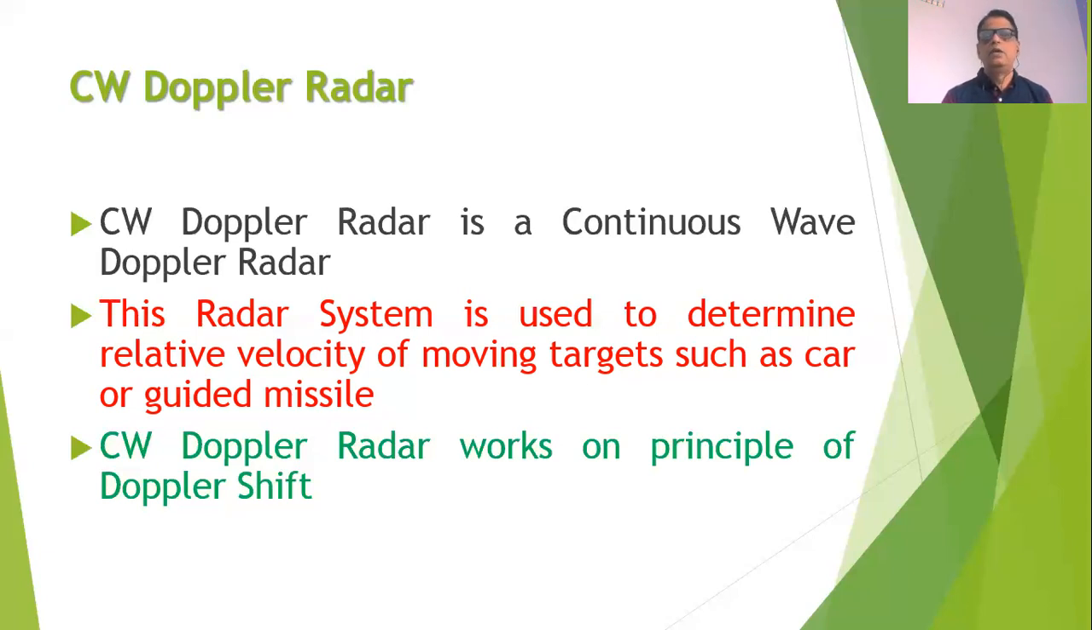And when the phase of the echo pulse continuously changes, it causes a change in the frequency. By measuring this frequency deviation, or this frequency change, we can determine the velocity of the moving target. So this is the basic principle that is used in the continuous wave Doppler radar system.